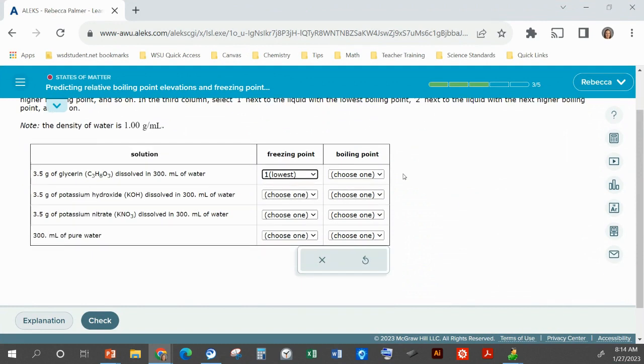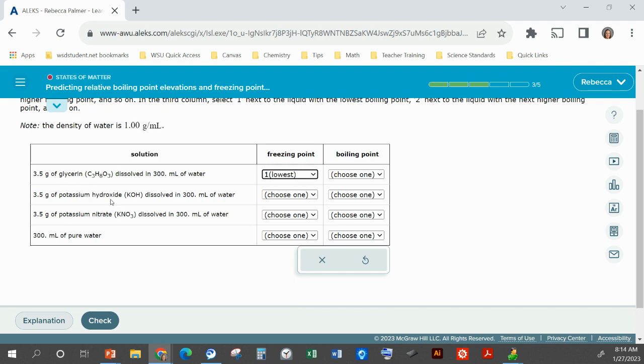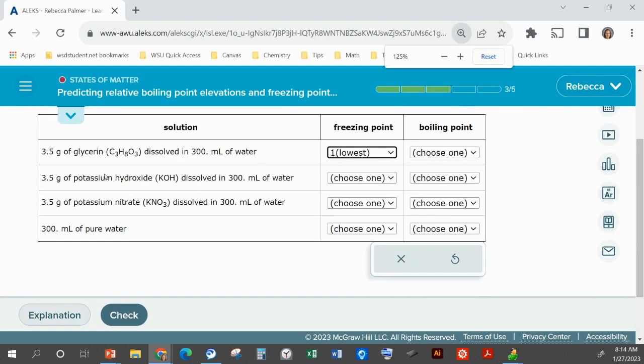Okay, so you're going to get a table like this. It says the same thing up here every time. And then we get the same mass of different substances added every time. So this one's called glycerin. This one's called potassium hydroxide. This is an ionic compound. It's also a base. Ionic compounds will dissociate, bases will dissociate. So we get 2 particles from this. This is potassium nitrate. This will split up into potassium and nitrate.